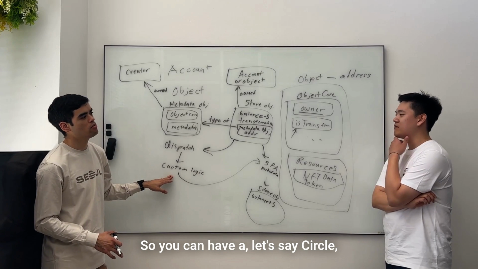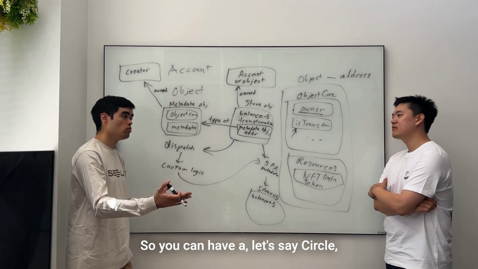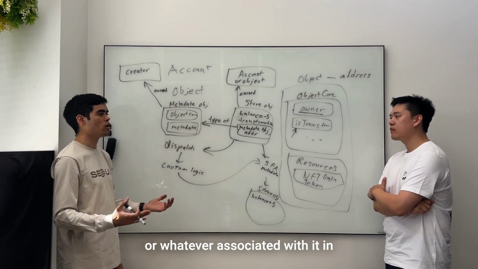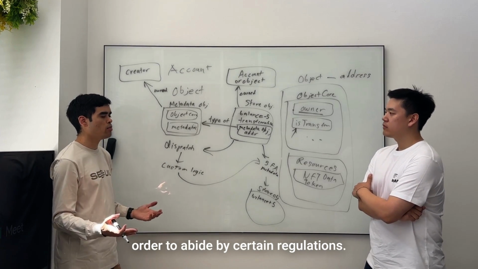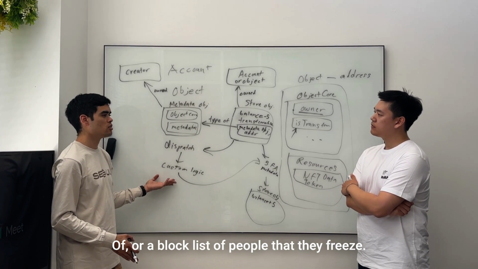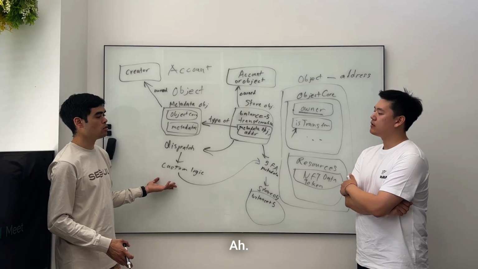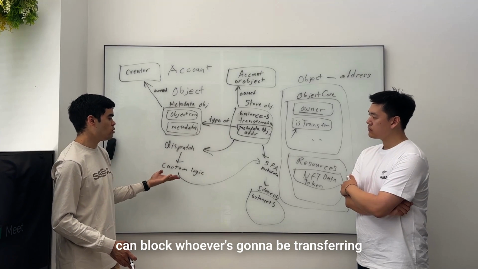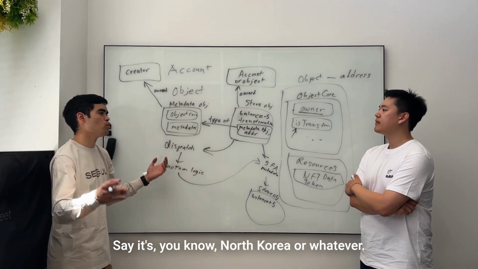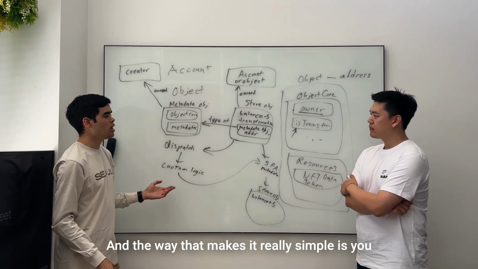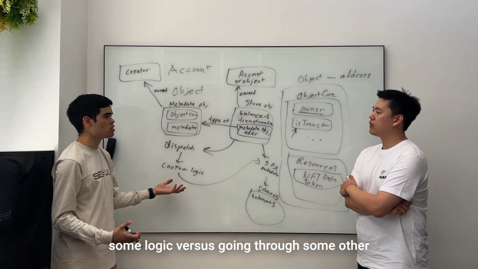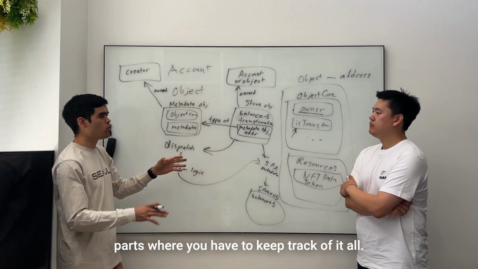Yeah, so let's say Circle, they have to abide by sanctions, right? Or you have to freeze accounts or whatever associated with it, in order to abide by certain regulations. So what they have is an allow list, or a block list of people that they freeze. So then when you come through here, you can block whoever's going to be transferring to make sure that they can't transfer it. Say it's North Korea or whatever, you're going to be blocked. And the way that makes it really simple is you just add addresses or whatever to this list in their custom logic, versus going through some other parts where you have to keep track of it all.